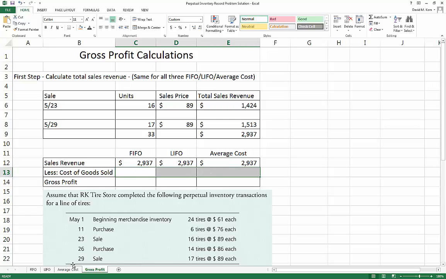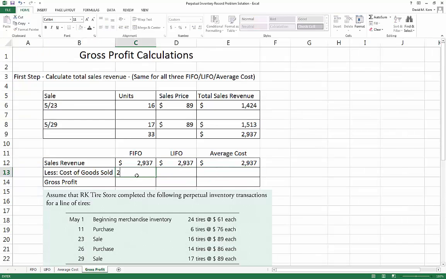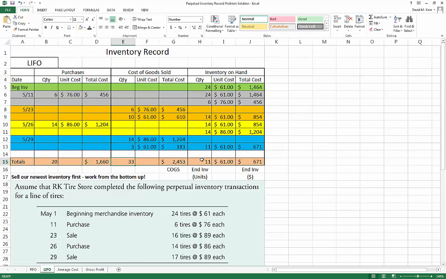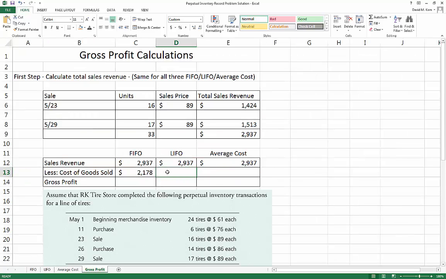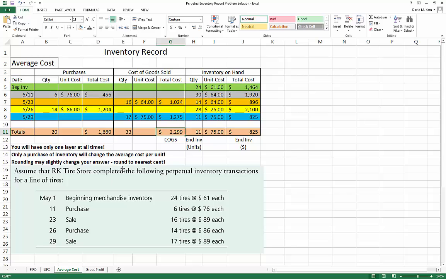Okay, so let's start with FIFO first. We had 2178 for FIFO. Let's put that in there. 2178. We had 2453 in LIFO. And then we had $2,299 for average cost.